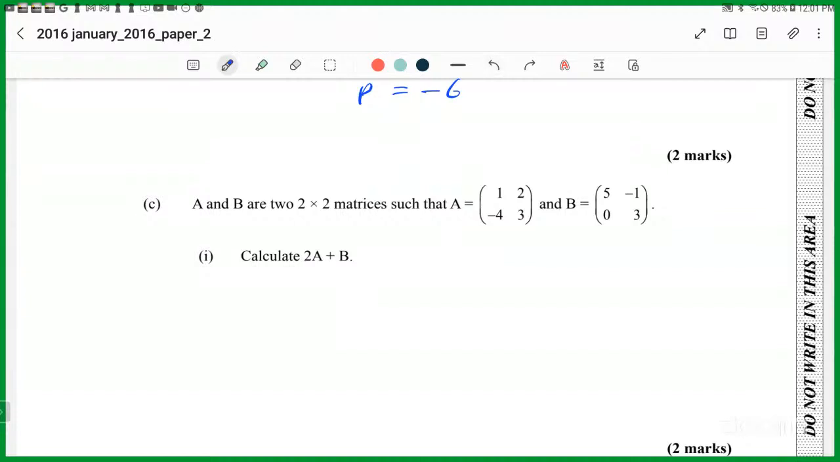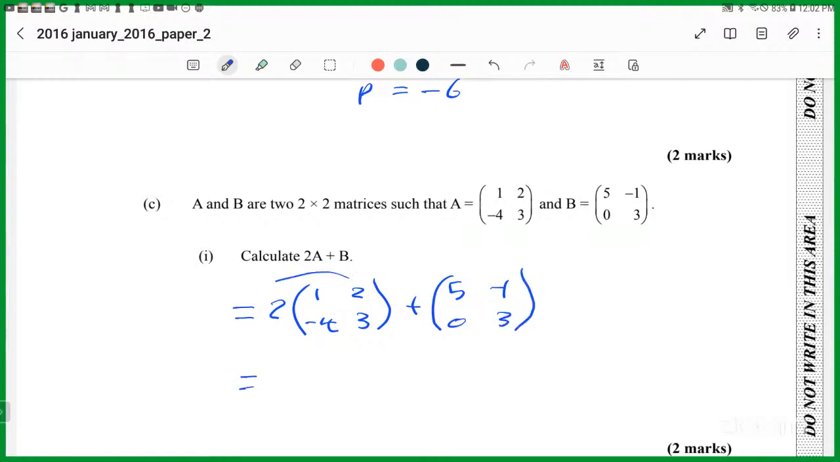Next part gives us these 2 by 2 matrices, and I want us to calculate 2 times the first one plus the second one. So this will basically be 2 times the first one, 1, 2, minus 4, 3, plus the second one, 5, minus 1, 0, 3. 2 times the first one first will become 2, 4, minus 8, 6. Remember, you multiply this 2 by each of the values inside here. So 2 times 1 is 2, 2 times 2 is 4, 2 times negative 4 is negative 8, and 2 times 3 is 6.